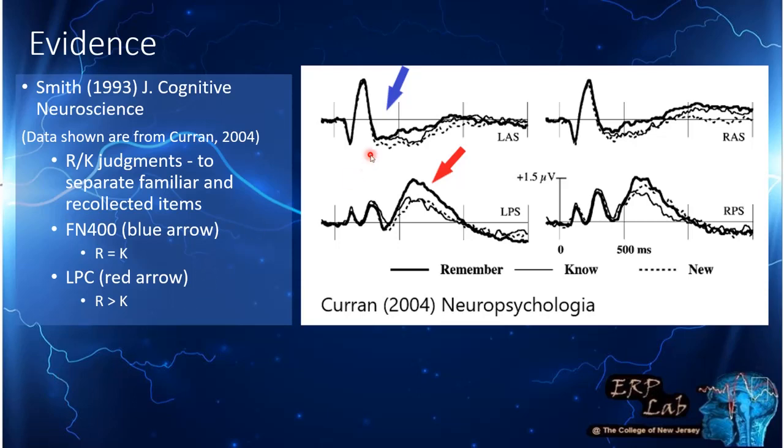And when you do that, you see the FN400 here is present for both R and K judgments, but it's greater for R judgments than it is for K judgments, suggesting that the LPC is related to recollection. There are many such studies like this.